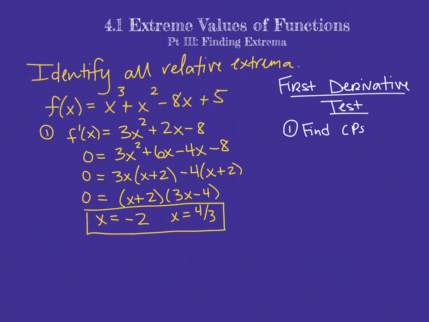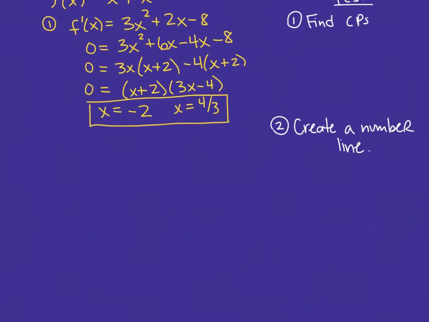No need to see if they're in an interval because we are working with all real numbers at this point. No interval was given. The next step in the first derivative test is to then create a number line in order to see whether our derivative is positive or negative in certain intervals. This number line will look just like this and will tell us the x values that we care about as well as the sign of f prime. So the x values that we want on this number line are the critical points, so negative 2 and 4/3.